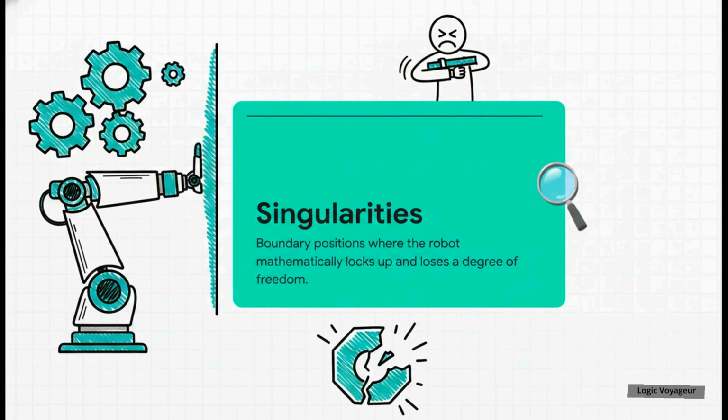But the Jacobian also reveals our absolute biggest operational hazard, singularities. If a robot hits a singularity, it mathematically and physically locks up. Think of a human arm trying to push something forward when the elbow is already completely locked straight. You've lost a degree of freedom, and you literally can't move your hand forward any further without reconfiguring your whole body. In a robot, hitting a singularity results in a total mechanical freeze, which can easily ruin a manufacturing process.